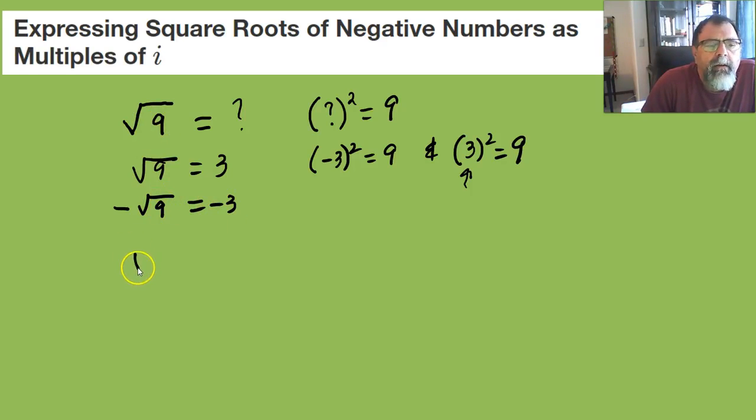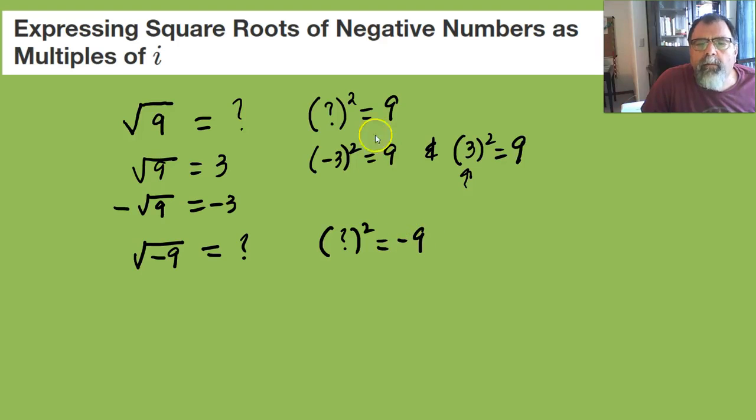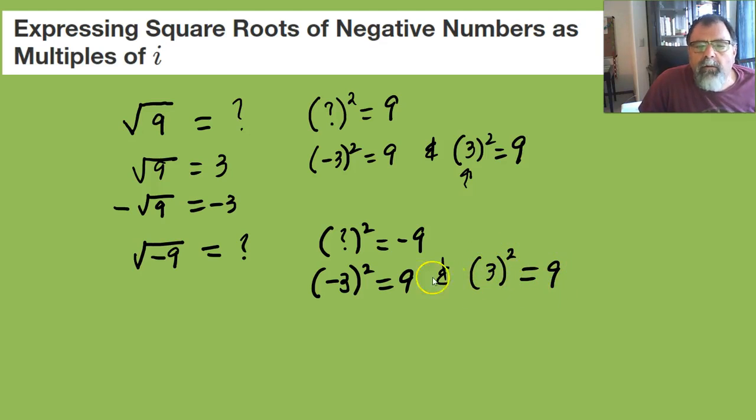Now, what if you had a negative inside? What's the square root of -9? Well, the problem is, what squared is -9? Up here, we know that no matter what we square, if we square -3, we get +9, and if we square +3, we still get +9. So what squared is -9? The answer is there's no real number.